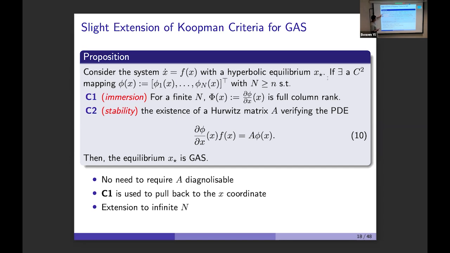If the Koopman mapping satisfies two properties, the first one I call immersion: the Jacobian of phi is full column rank. The second one is called stability: the system satisfies the partial differential equation, and here the matrix A should be stable. It is a slight generalization of the earlier result, and then we can conclude that the equilibrium x star is globally asymptotically stable. In this extension, we do not need to require that the matrix A is diagonalizable, and the remaining step is to pull back to the original x coordinate. This idea can be extended to the infinite-dimensional case with the operator A.